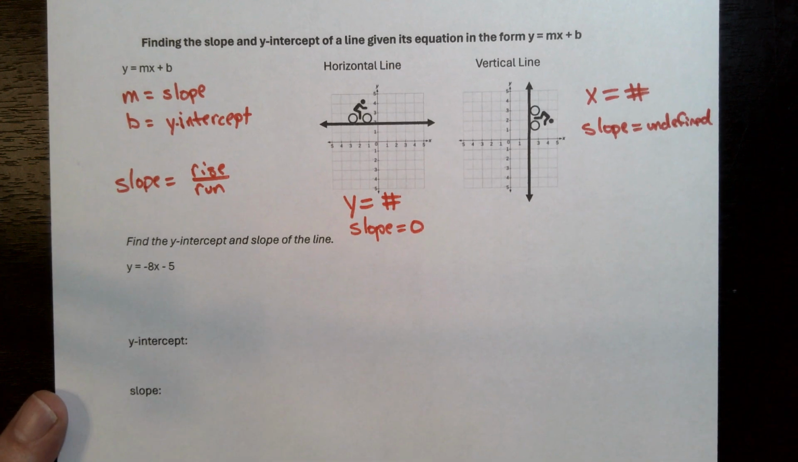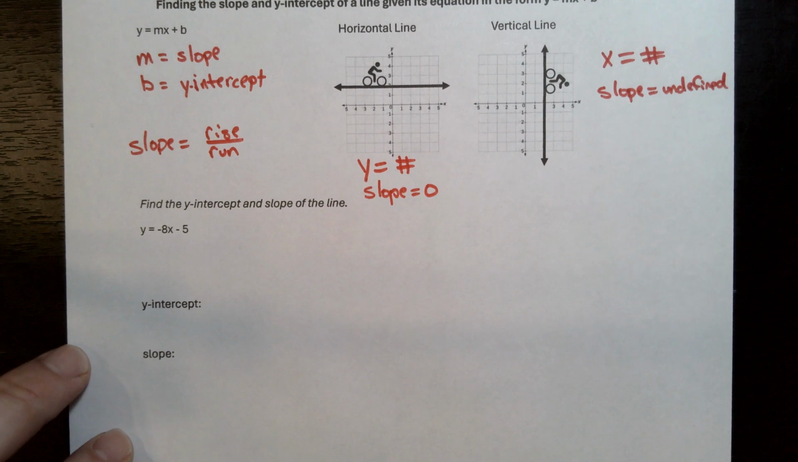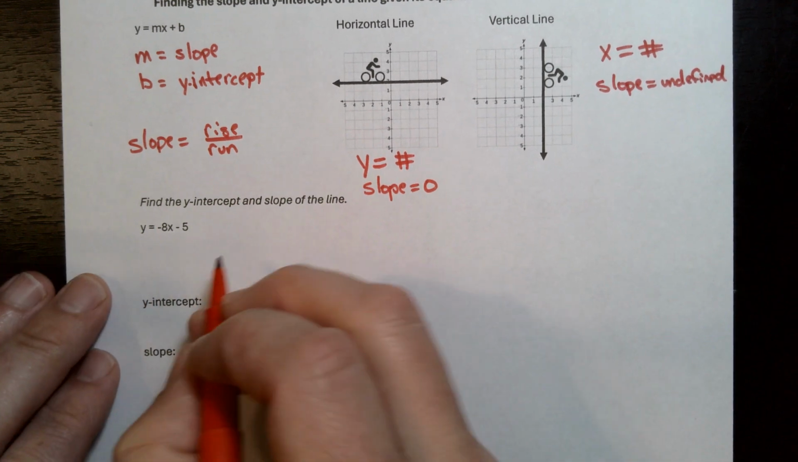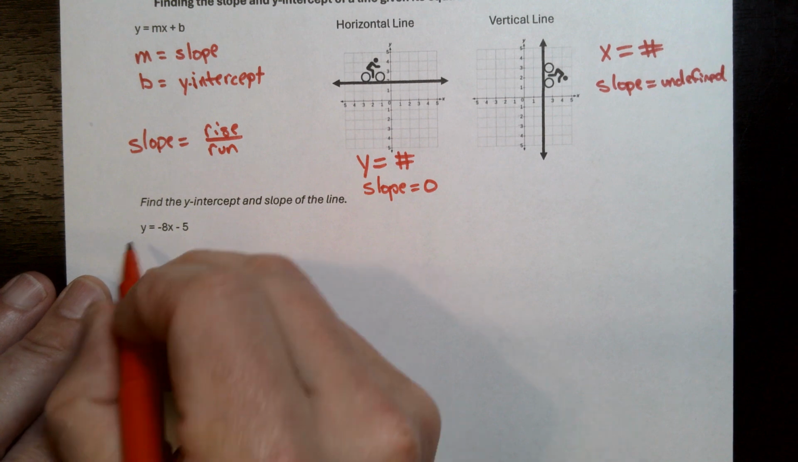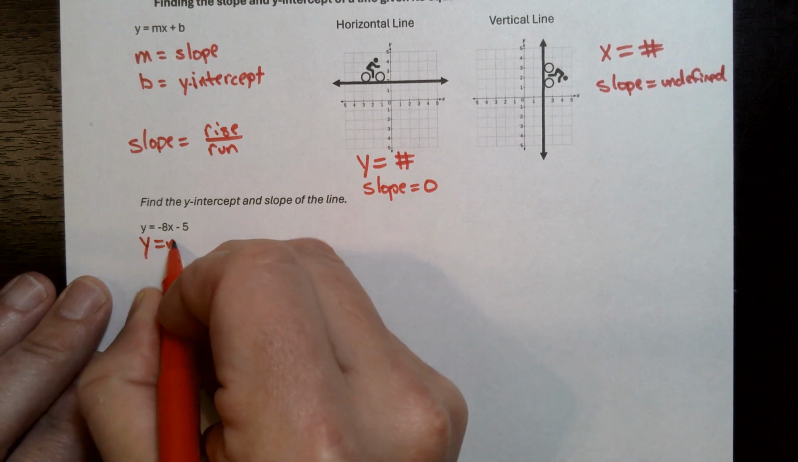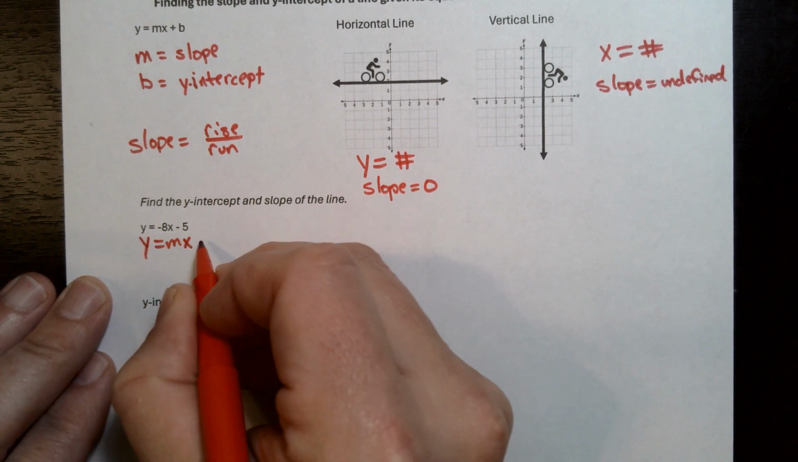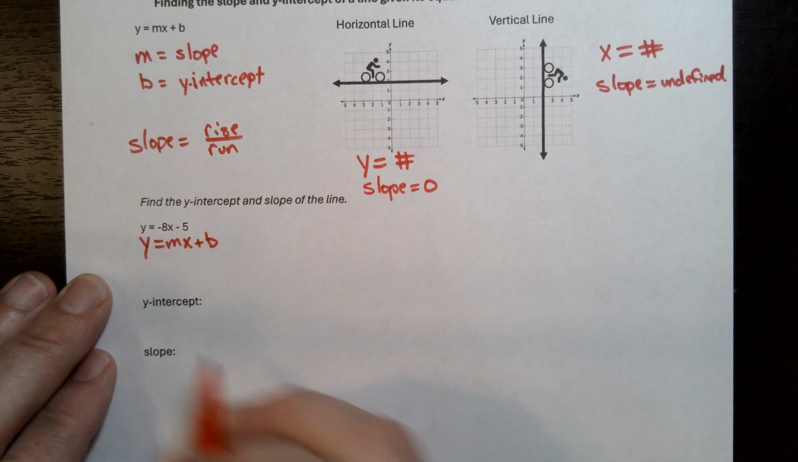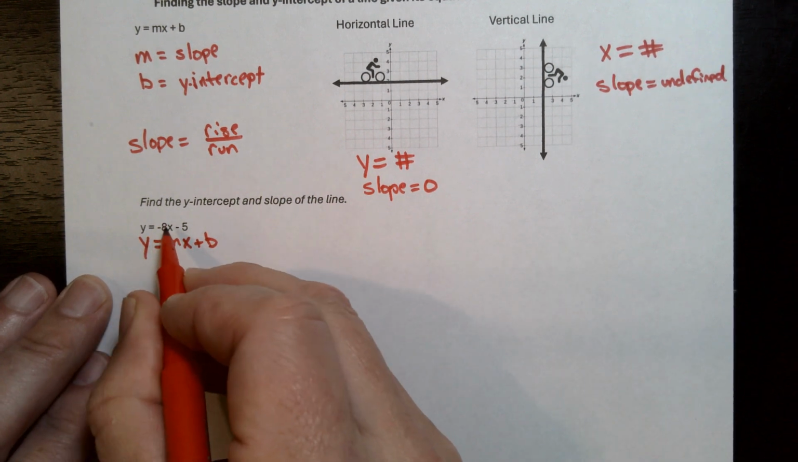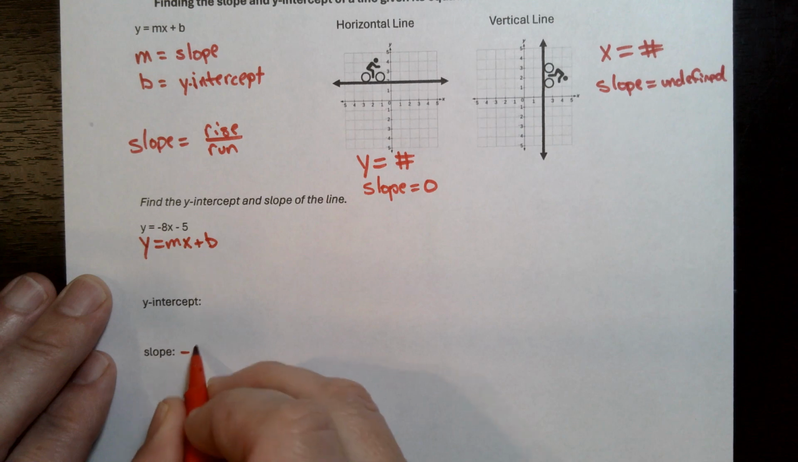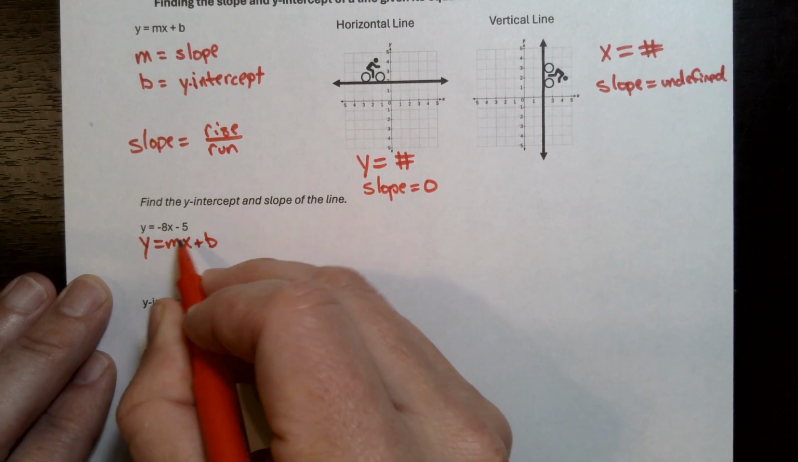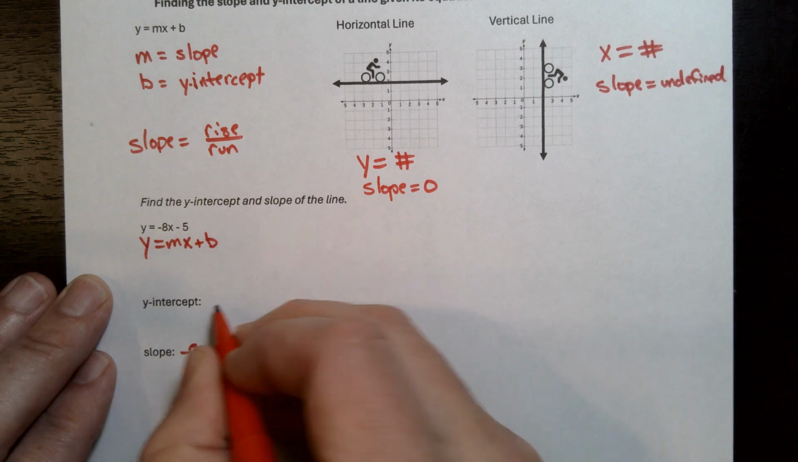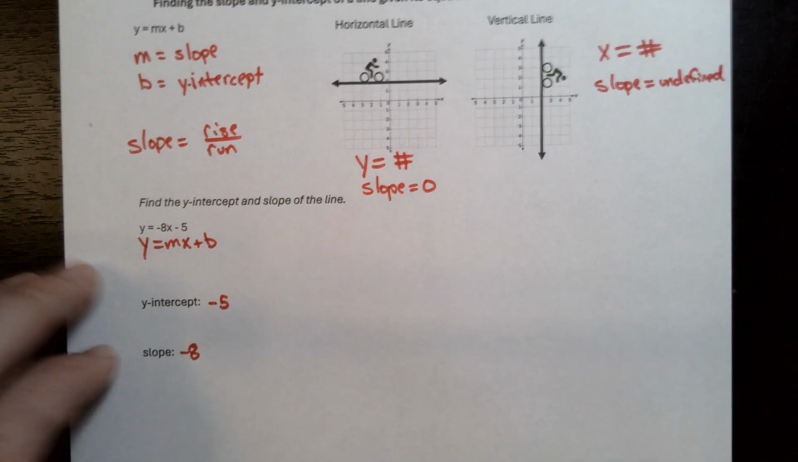All right, so let's see if we can get these. Our first problem, we have y is equal to negative 8x minus 5. Your number in front of x is negative 8, and that is your slope. So right here, that's our slope, the number in front of the x. So slope is negative 8. And then this number out here by itself is your y-intercept, and that is negative 5. And that's it on that problem.